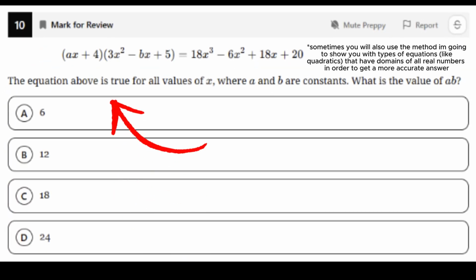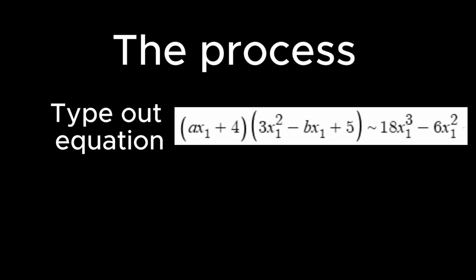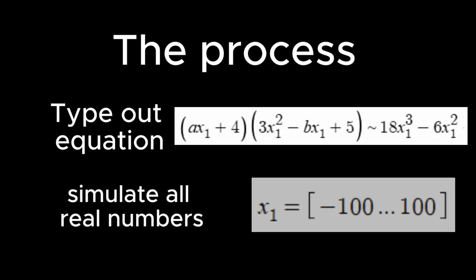The second pattern is even easier to identify and solve. As you can see here, it says that the equation is true for all values of x. In this case, you can just type the problem out using regression formatting, and then on another line do x1 equals negative 100 100 to simulate x equaling all real numbers. This should get you the correct answer.